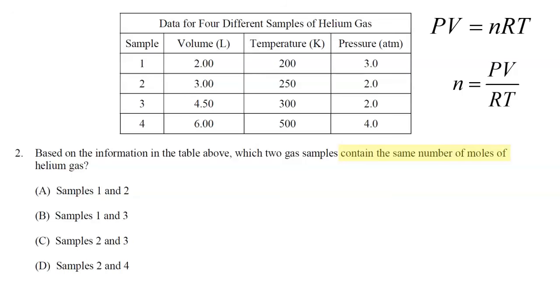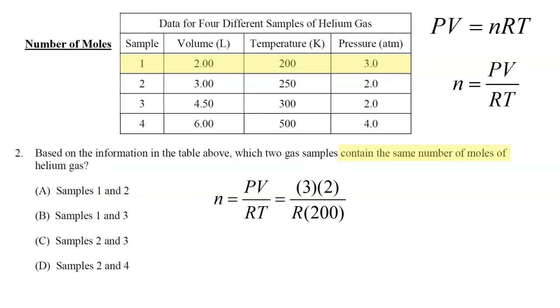So let's go ahead and start with sample number 1. Now the volume and the pressure would be on top, so P times V, that would be 3 times 2. And on the bottom, it's R times T, that would be R times the temperature in Kelvin, 200. Now 6 over 200 is the same as 3 over 100, so on my calculator, I would get 0.030 over R. Again, this is not the actual number of moles, but simply a mathematical expression.